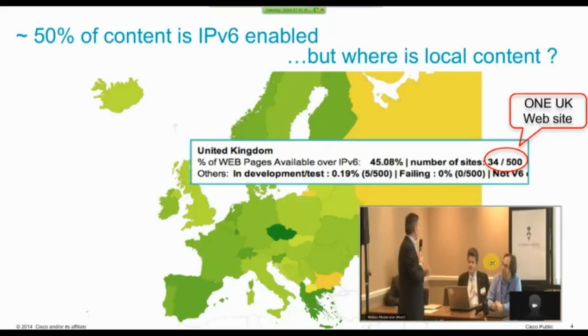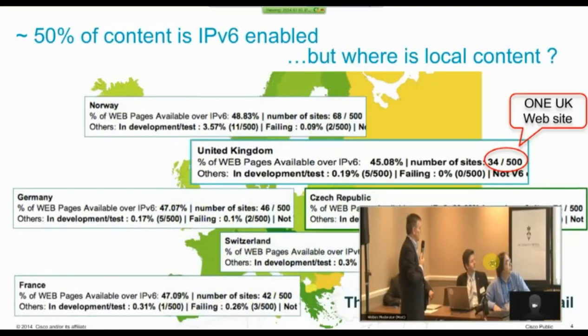Now, how does the UK compare with the rest of Europe? You can go to the next slide. Sorry, one more. So Norway, for example, has 68 sites that represent 48%. Czech Republic, 74 sites, representing 60%, and so on and so forth. I'll let you read that. So there is not a huge difference in terms of percentages of content, but there are certainly more websites in other countries in Europe. The reason the percentages are not that different is because the big ones, the Google, the Facebook, are available over IPv6 everywhere.